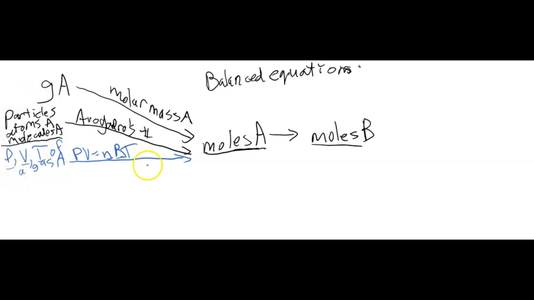Alternatively, if we know the gas is at STP and we know the volume, then we can use the molar volume of the gas. So remember, 22.4 liters equals 1 mole. So this all depends on what we know.